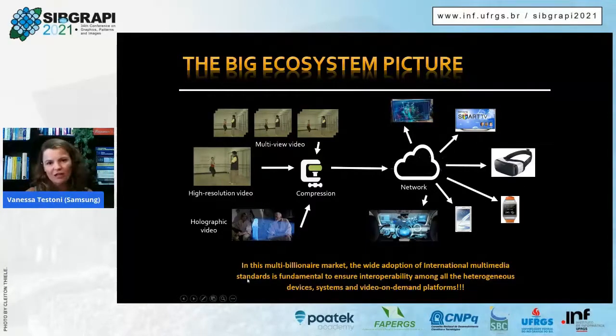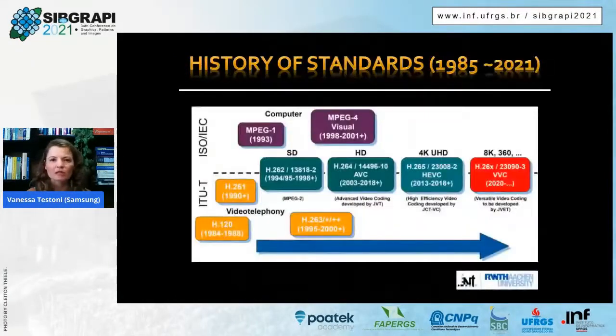And one technology that's fundamental for this is the multimedia standards. This is, of course, a multi-billion market, and we want all of those pieces to be able to connect. If you have an international standard, or in this case, several, you will be able to ensure the interoperability of all of those super heterogeneous devices, systems, video on demand platforms, and all of the companies involved in the development of these pieces of this ecosystem, right? So it's really important to look at everything in order to understand what's going on and why technologies have not been adopted, for instance.